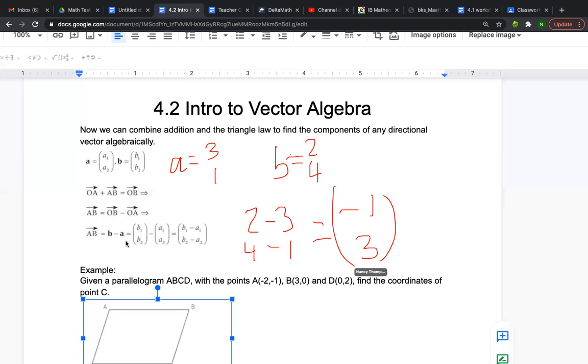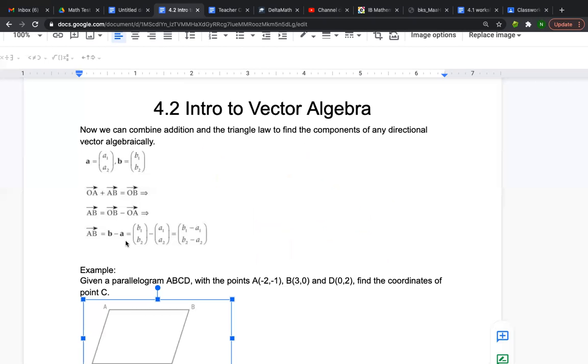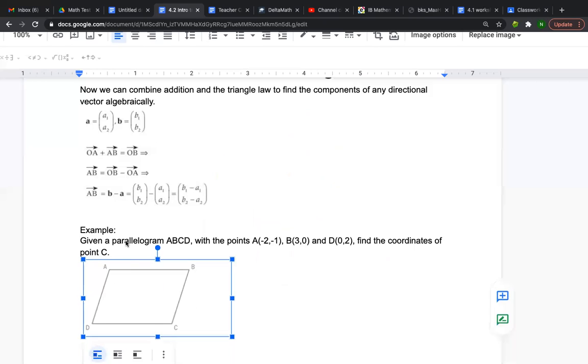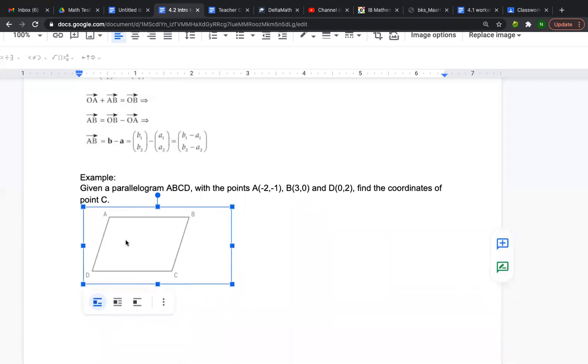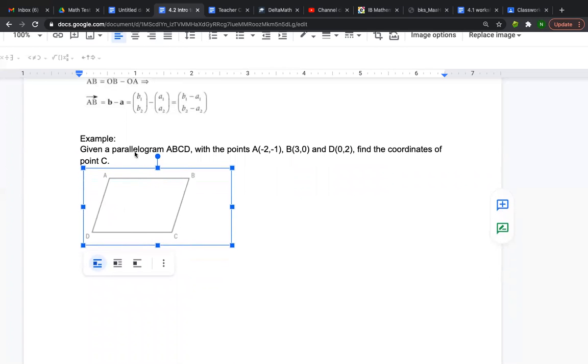Ta-da, magic. Okay, so now let's look at something slightly more complicated, something that isn't just plugging in numbers. In this case, we have a parallelogram and we're looking to find the coordinates of point C. I'm going to write out more of my work to save time, and then I'll talk you through it.